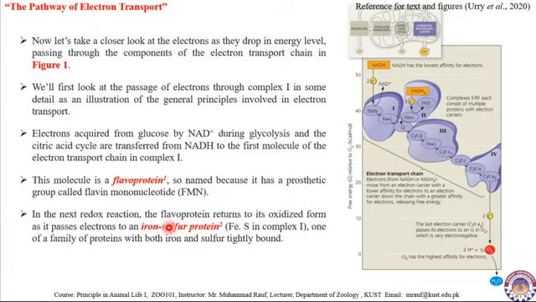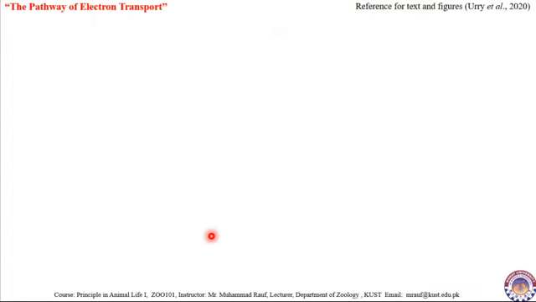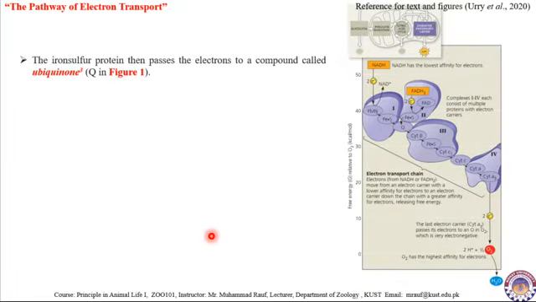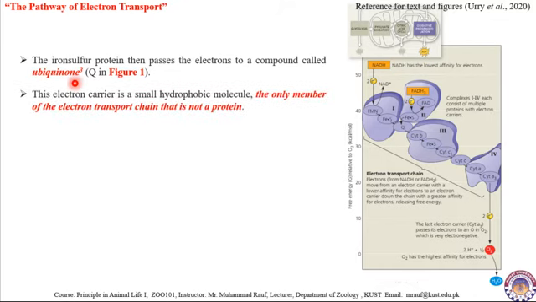The next acceptor of electrons is the iron sulfur protein. The third acceptor of electrons in the electron transport chain is ubiquinone. This electron carrier is a small hydrophobic molecule and it is the only member of the electron transport chain that is not a protein. Only member in the sense of carrying electrons, so it is the only electron carrier which is not a protein.